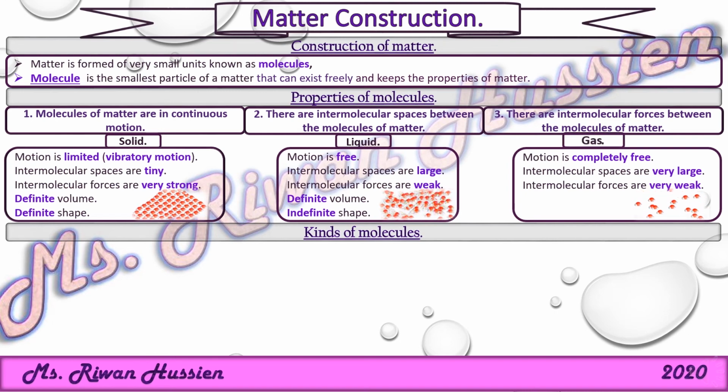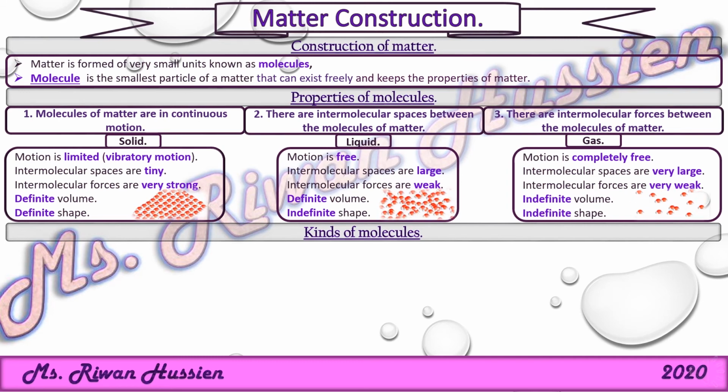Moving to the gas matter, it has indefinite volume and indefinite shape. And this is because the motion of gaseous molecules is completely free. The intermolecular spaces between the gaseous molecules are very large. The intermolecular forces between the gaseous molecules are very weak. So gaseous matter has indefinite volume and indefinite shape.